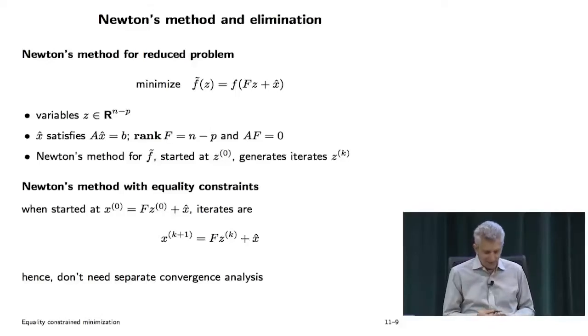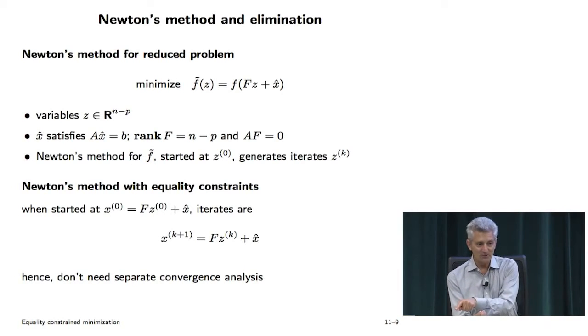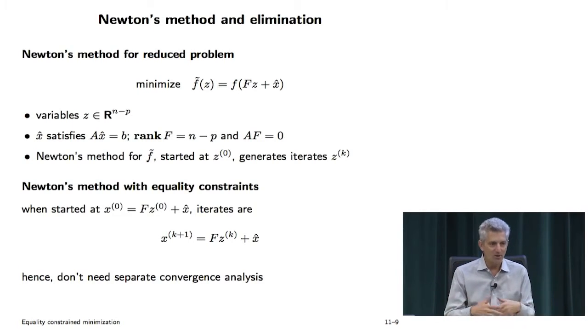Now, it turns out we don't have to do any analysis of this, and the reason is the following. You get a perfect commutative diagram here. If you take an original problem with equality constraints, then you eliminate the variables, you do variable elimination, then you apply Newton's method. You get a commutative diagram with applying Newton's method with equality constraints. It's identical. And that means we don't have to do any analysis at all because we already know it all.